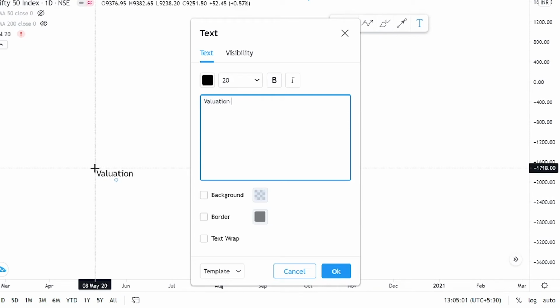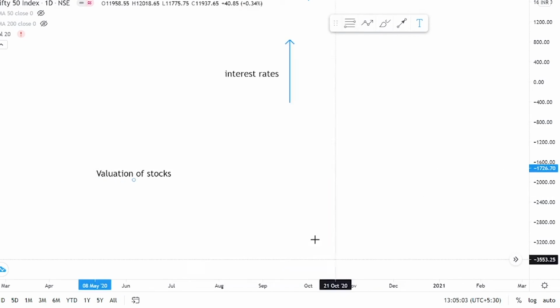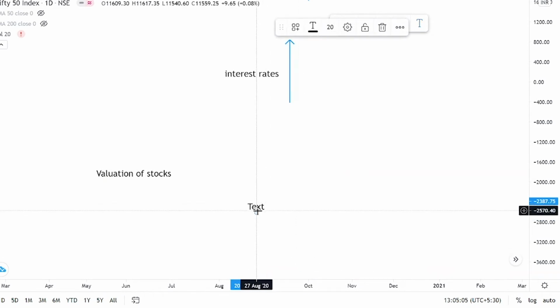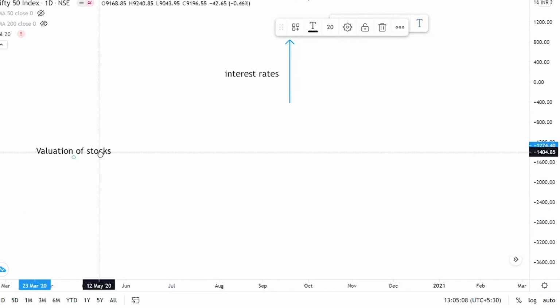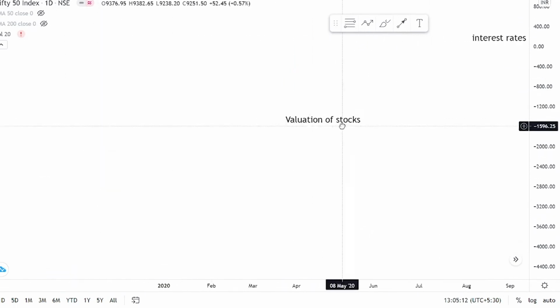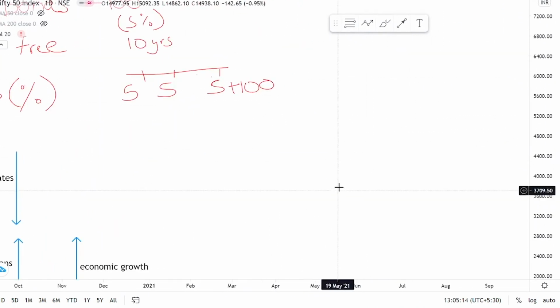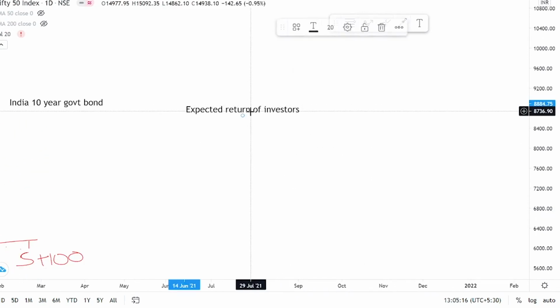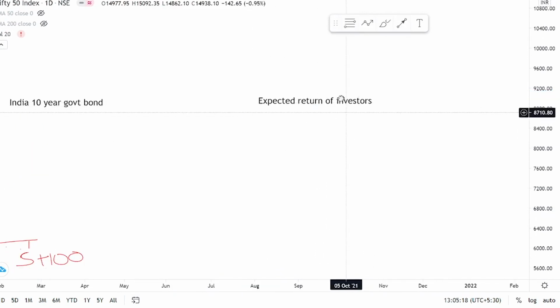Valuation of stocks. Now, this valuation is based on how much you value a stock and how much return you expect on it. Okay, so now let's go back here. Expected return of investors in the stock market.